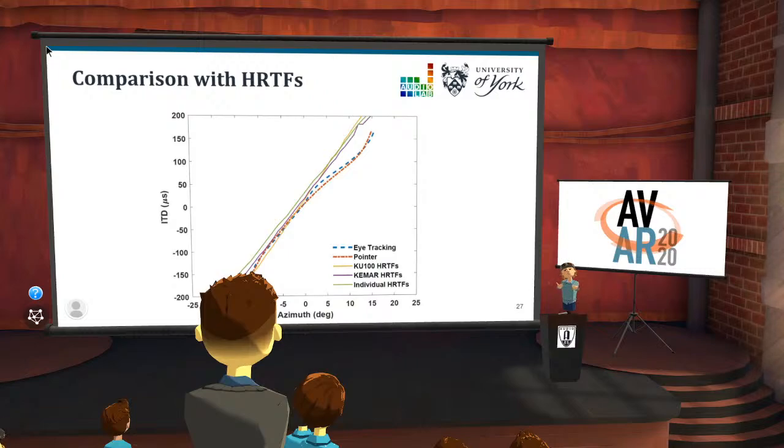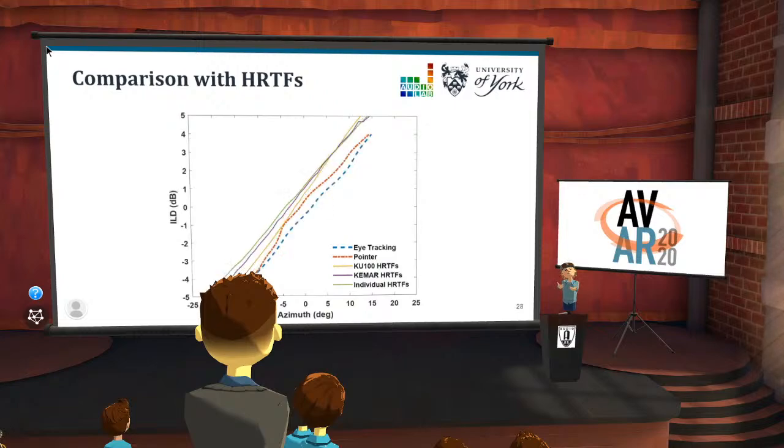There is some difference, but still we would need to have more participants to make such conclusions that it means anything. And similarly for ILD, we have some agreement of the slope, and some difference in the offset of these curves, which might have different reasons, and we would need more measurements to make conclusions.